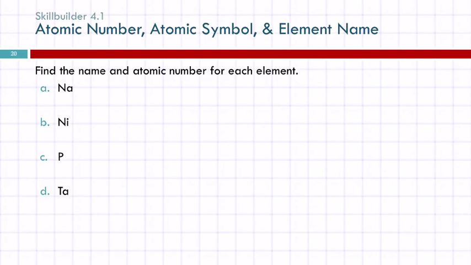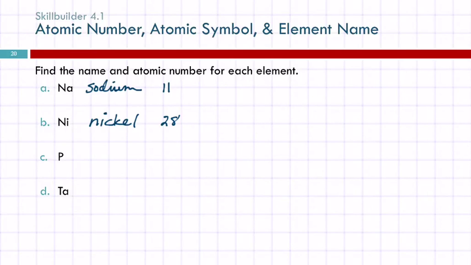Find the name and atomic number for each element. So Na, I kind of just told you that one. Sodium. What's the atomic number? You're going to have to look at the wall. 11. Sodium atoms have 11 protons. Ni stands for nickel. And how many protons? 28. Just the number above it on the periodic table.